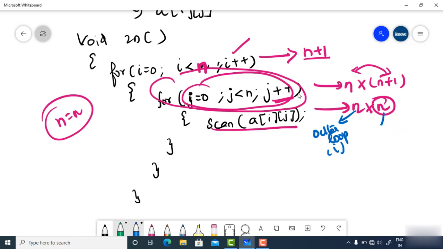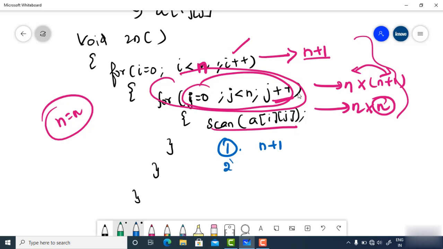Let's first find the total frequency count, and after that we will go for time complexity. Let me write these statements again. The first statement runs n plus 1 times. The second statement is n into n plus 1, which is n square plus n. And the third statement is n into n, which is n square.